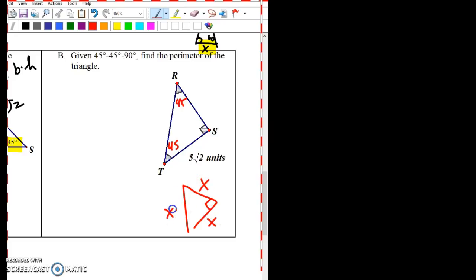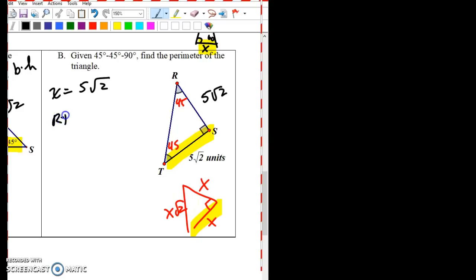x, x, x square root of 2. The hypotenuse is x square root of 2. So the legs are x, the hypotenuse is x square root of 2. So I know that the leg they give me corresponds to x. So I know x equals 5 square root of 2. So then I know that RS, because they're congruent, is also 5 square root of 2. But now I want to figure the hypotenuse. Well, the hypotenuse is x square root of 2.